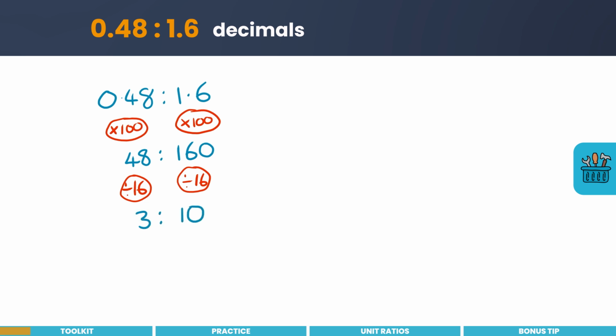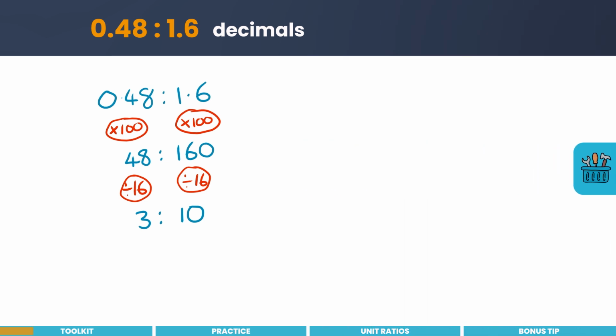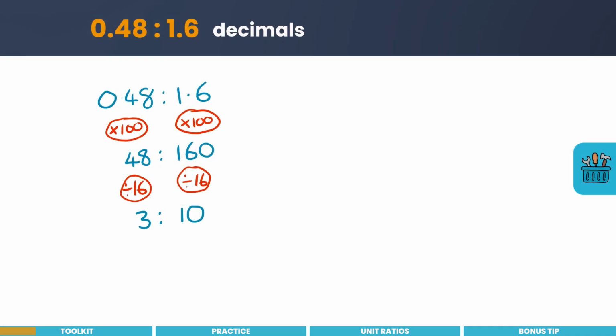Let's add this method to our toolkit. So for decimals, our first step is to multiply by 10, 100 or whatever to get them into whole number format. Given this is our toolkit, we could call these our multipliers. Once we're in whole number format, we do the usual from there.